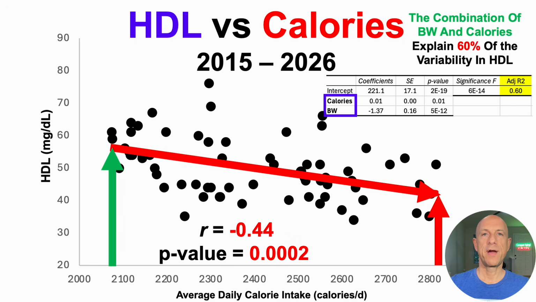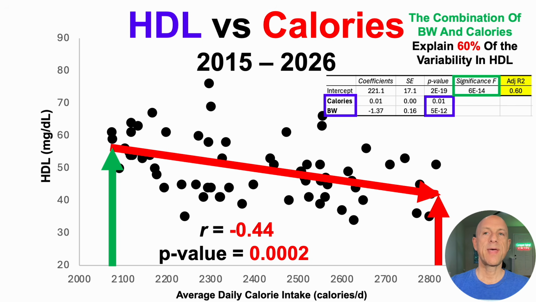This is a multivariate linear regression model that has calories and body weight, and we're looking at their collective association with HDL. In terms of the p-value, we can see that individually in this model, they are statistically significantly associated with HDL. But more importantly, we want to know the model significance. In other words, is the combination of body weight and calorie intake significantly associated with HDL?